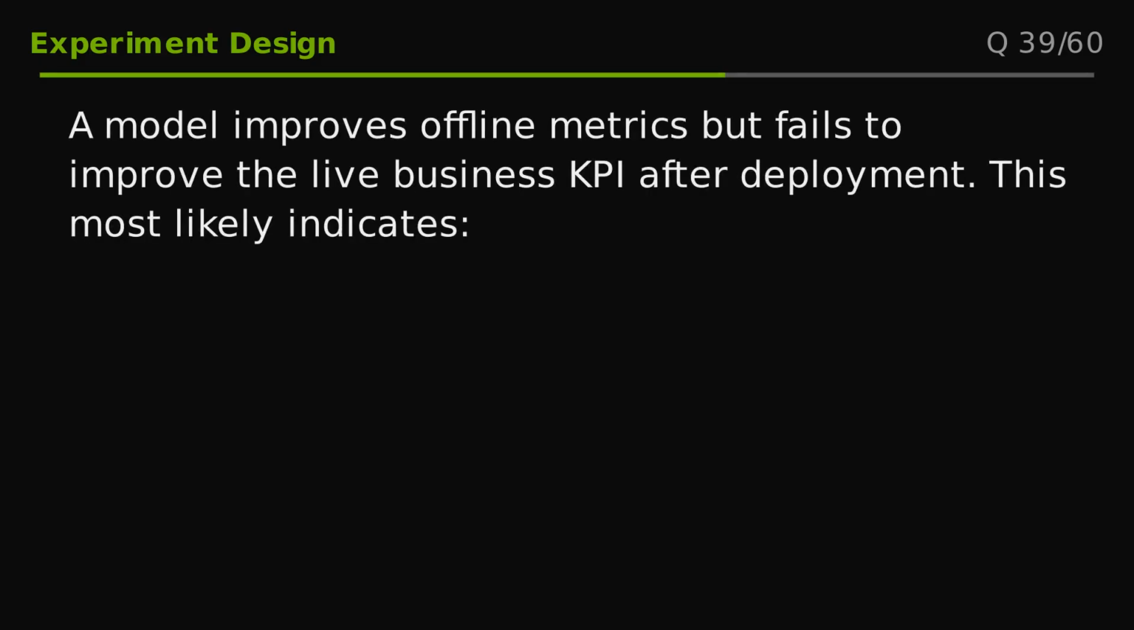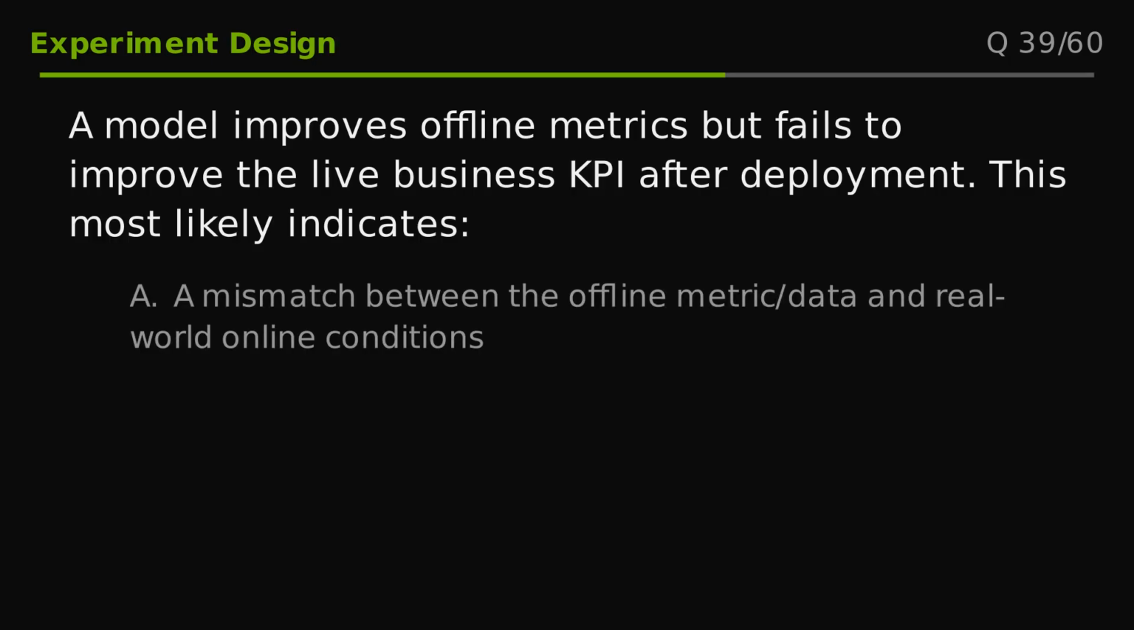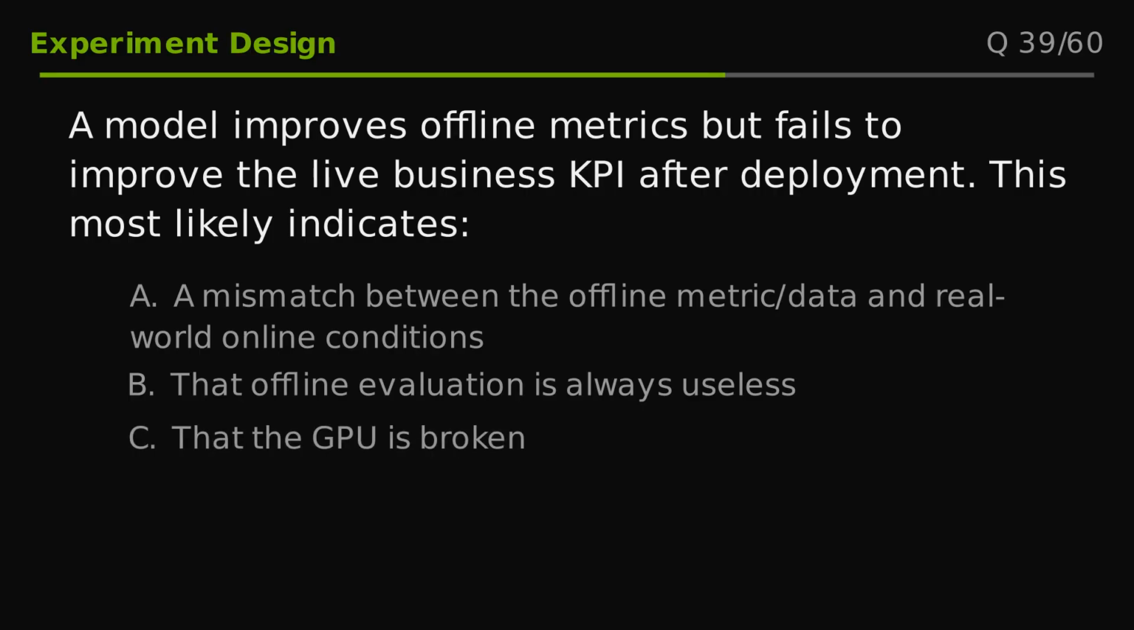Question 39. A model improves offline metrics but fails to improve the live business metric after deployment. This most likely indicates: Option A. A mismatch between the offline metric and data and real-world online conditions. Option B. That offline evaluation is always useless. Option C. That the GPU is broken. Option D. That the model has no parameters.